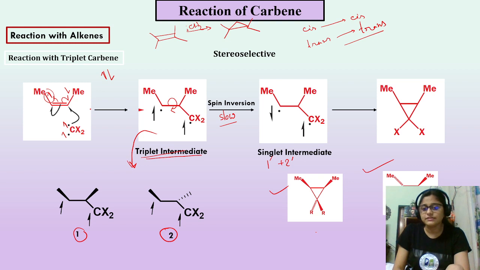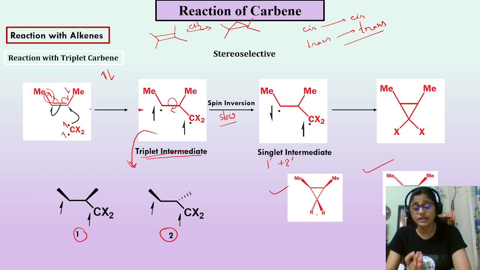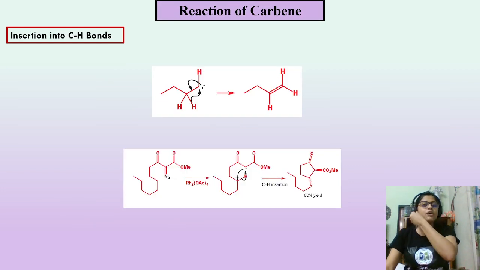Okay, so these two will form in a certain ratio. So that's why this reaction is stereoselective. Okay, so now the insertion of CH bonds.